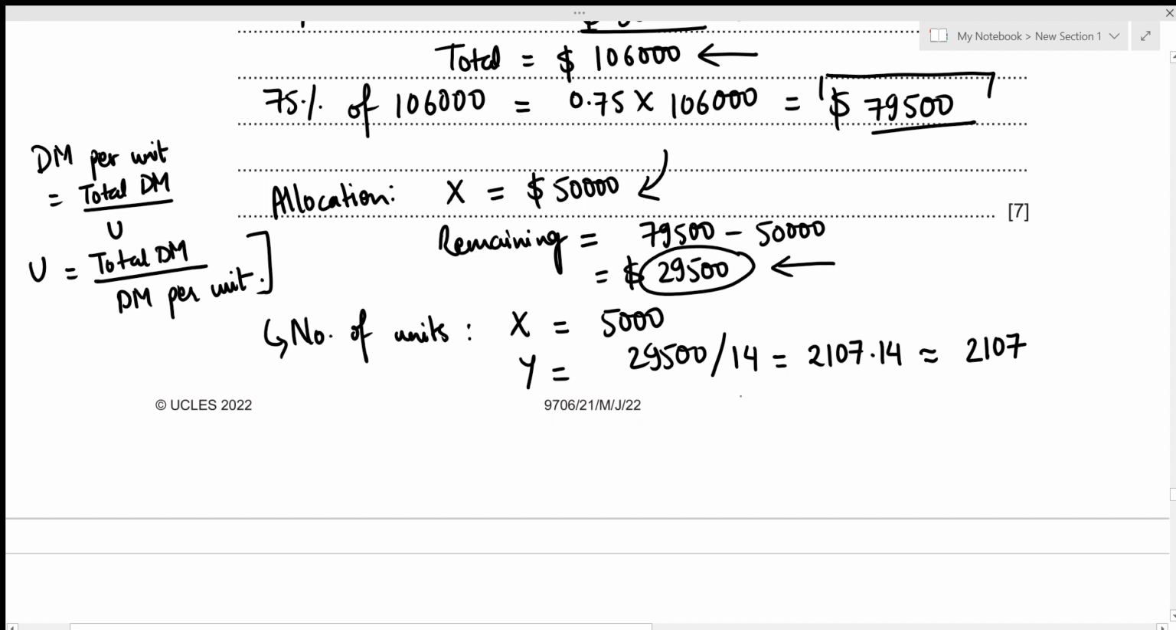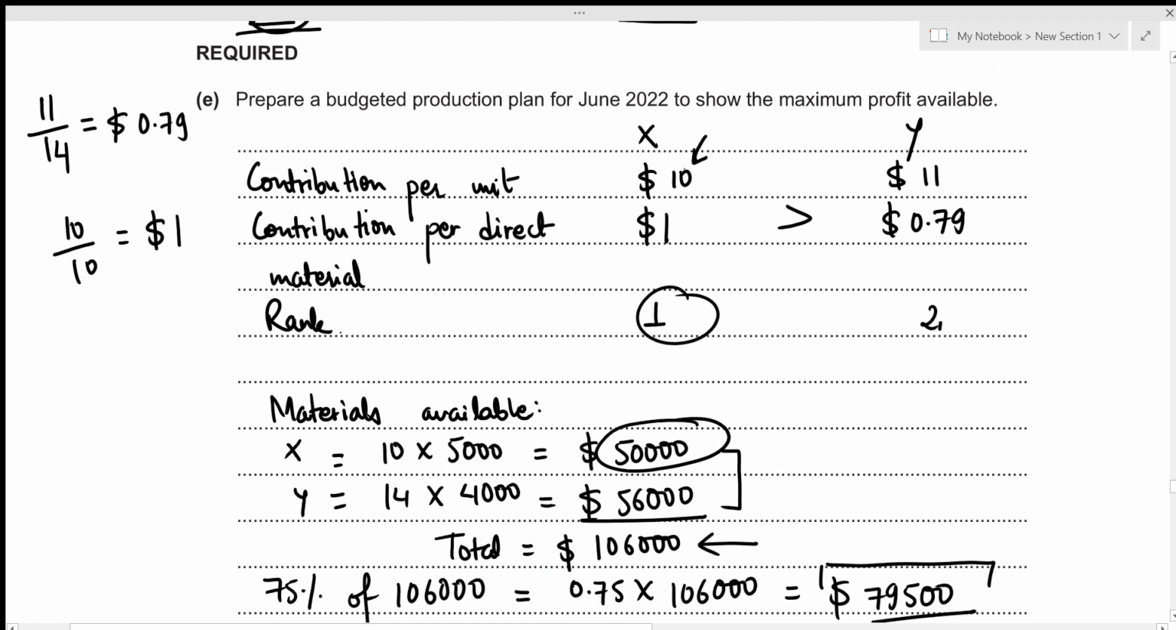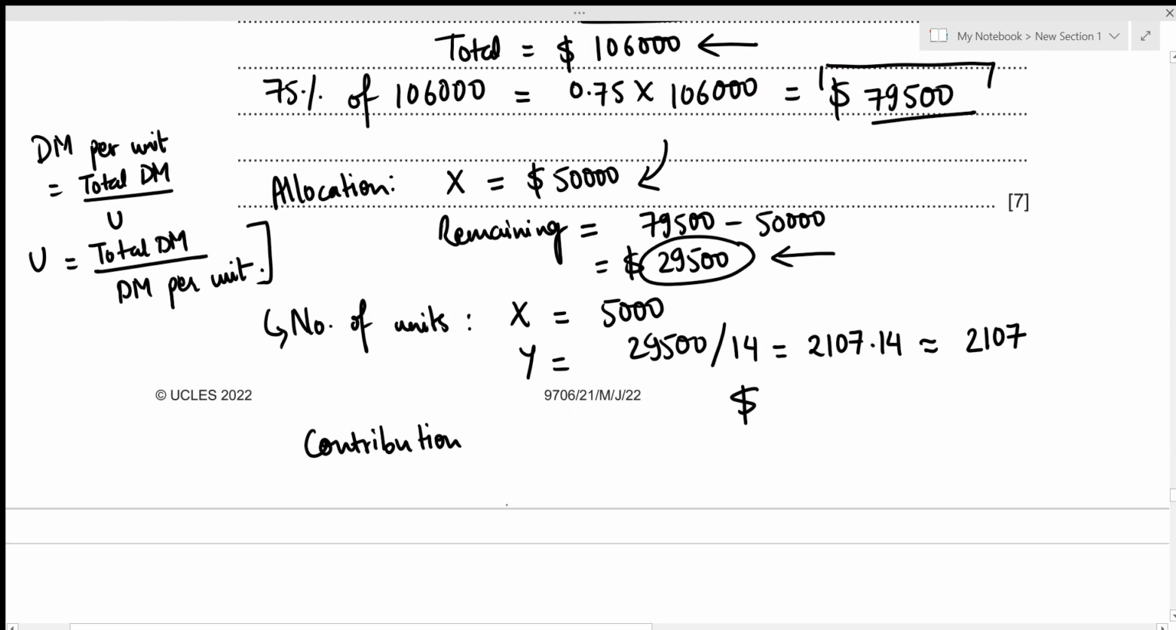So now we need to figure out our budgeted profit, right? So we need to create some sort of statement. I will be starting with our contribution, because we already know the contribution per unit for product X as well as product Y. So contribution per unit for product X was 10 and for product Y it was 11. So let's figure out the total contribution. In this case, that's going to be 10 times the number of units for product X, which is 5,000, plus the contribution per unit of 11 for product Y times the number of units for product Y, which is 2,107.